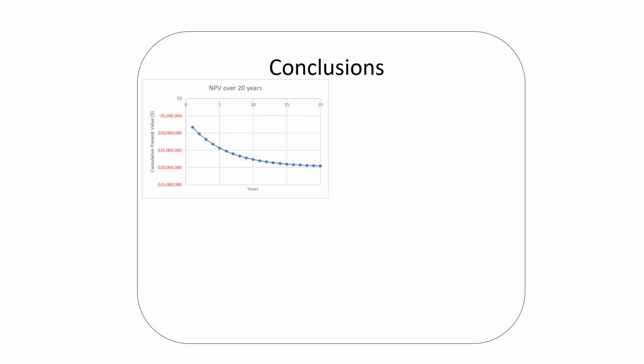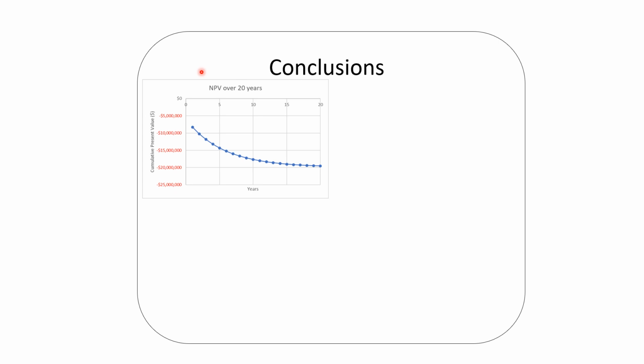Lastly, for our conclusions. In the first graph, we can see the cumulative present value from the start of the project to 20 years into production. This takes into account that the first year of the project there will be no sales, since the plant will be under construction. As we see in the graph, it does not matter how much time passes by, the project will not be profitable since the yearly sales will not change throughout the years.